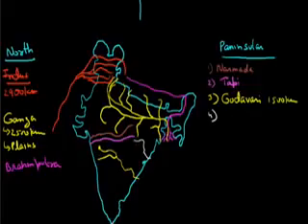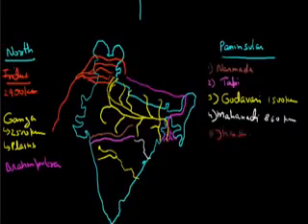It also covers the states of Maharashtra, Chhattisgarh and Odisha. The river Mahanadi is approximately 860 kilometers long. The next important river of South India is the Krishna river. Krishna originates in the Mahabaleshwar region and then drains into the Bay of Bengal.